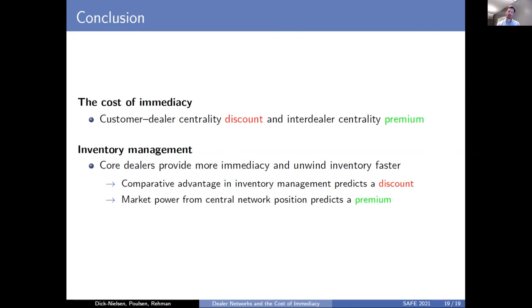But when a core dealer trades in the interdealer market, he gets market power from his central network position, and that is what allows him to trade on better terms in the interdealer market, which corresponds to core dealers charging higher transaction costs to their counterparties in the interdealer market.